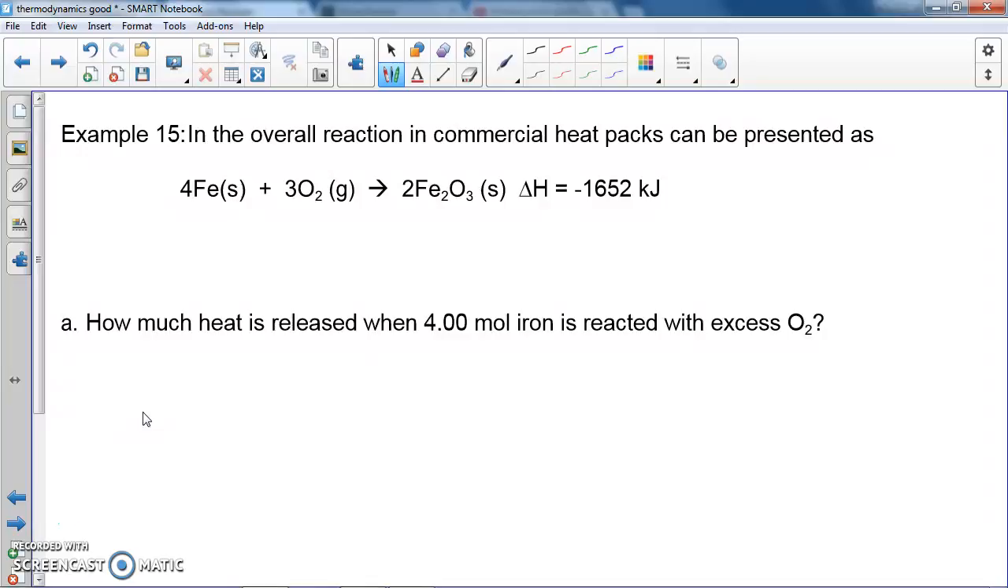Before we can do that, I want to talk to you about a few things. First of all, notice that this reaction is written as iron plus oxygen making iron oxide with the delta H value of negative 1652 kilojoules. What we will need to do these problems is consider whether or not the reaction is in the forward direction or the reverse direction. So the way it's written here, we consider this going forward. To reverse it, I would simply write it the other direction.